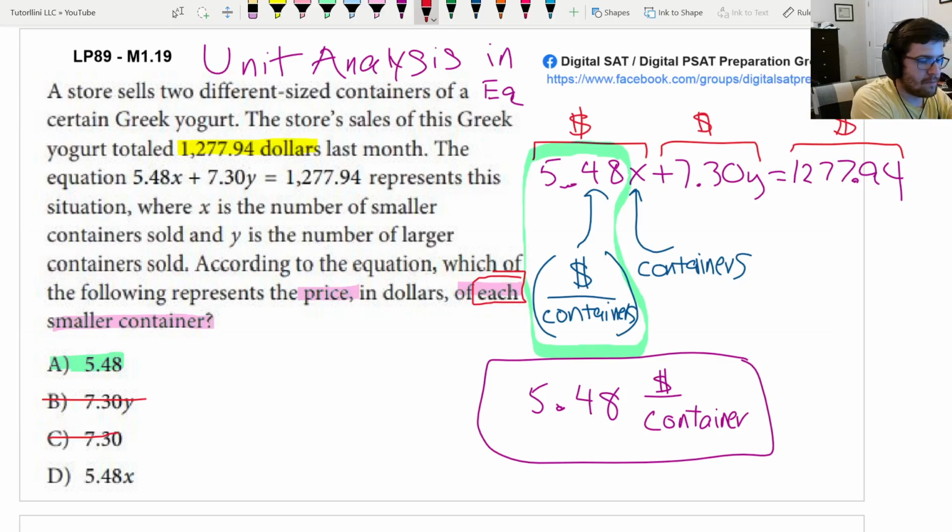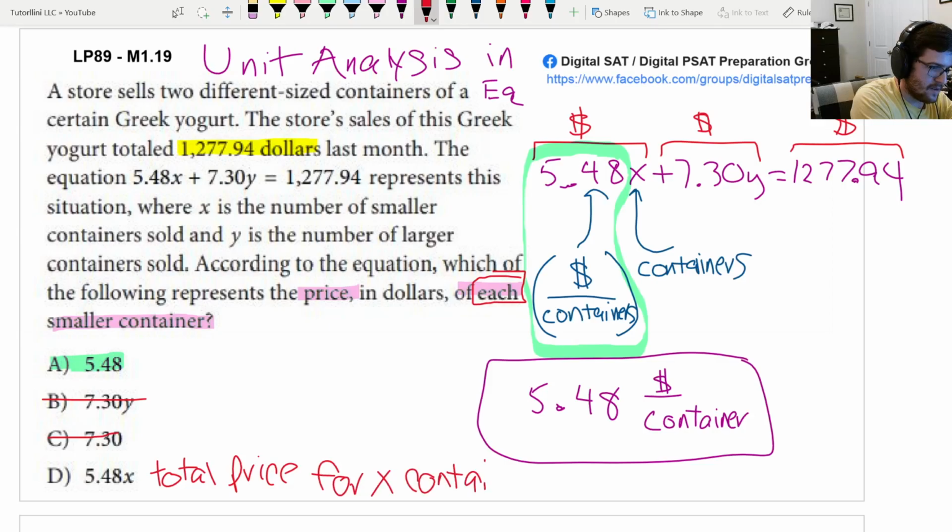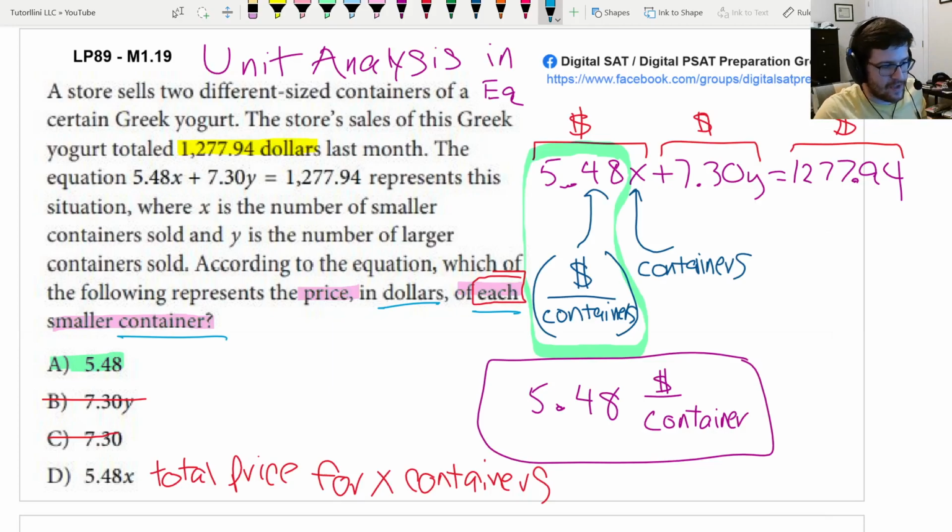5.48X isn't the price per each small container. This is like the total price for however many you bought, for X containers. See, the 5.48X has units of dollars, but we want something with units of dollars each container, or dollars per container. So you see, that's kind of the big difference between A and D, is that D is talking about the price for all of them, but A is just talking about the price for 1. Great. Okay, let's keep going.